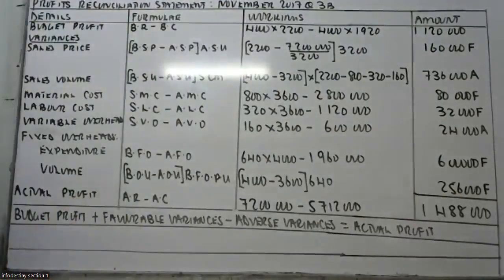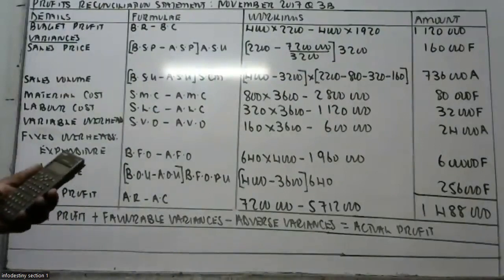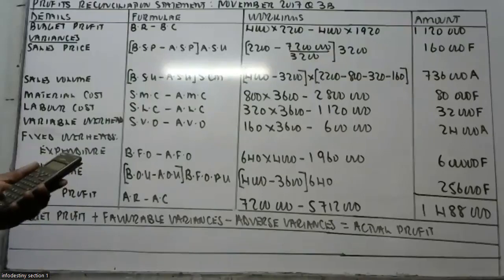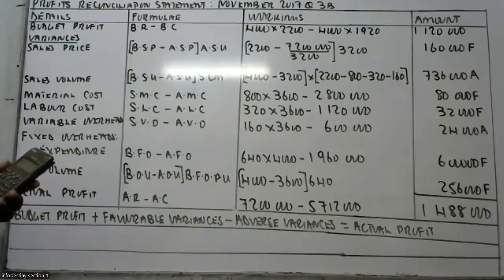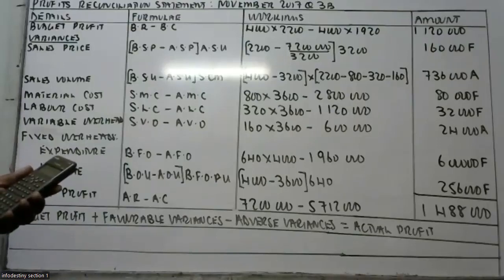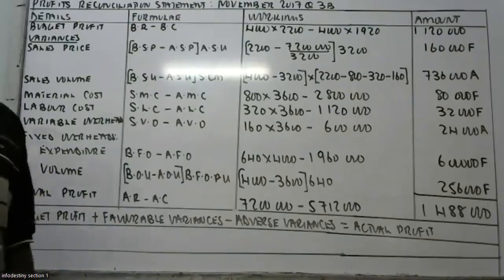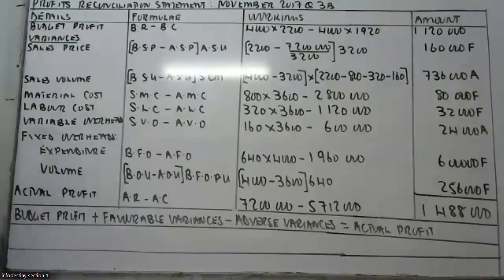So chukua calculator tuangalie kama itakubaliana hivi. So utachukua 1120 add 160 less 736 add 80 add that 2 less 24 add 600 add 256. Sharim, is it reconciled?